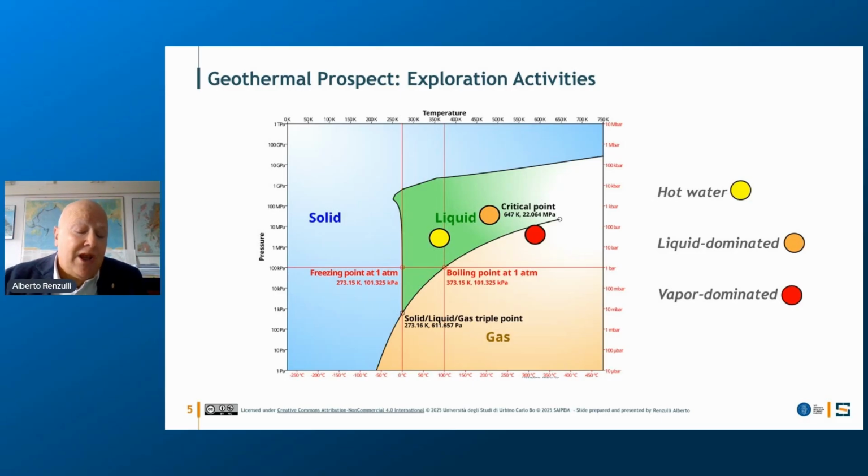And finally, the red dot represents systems where the fluid is already vapor underground, so it doesn't even need to boil. These are vapor-dominant systems.